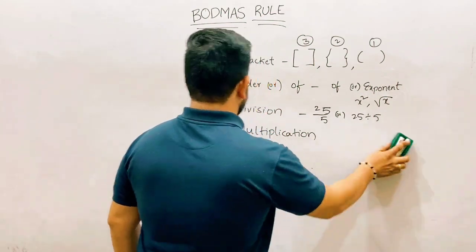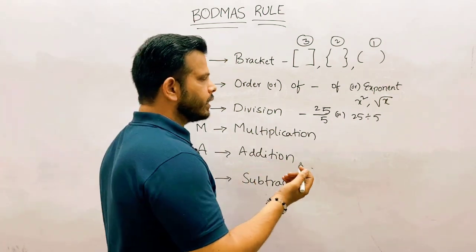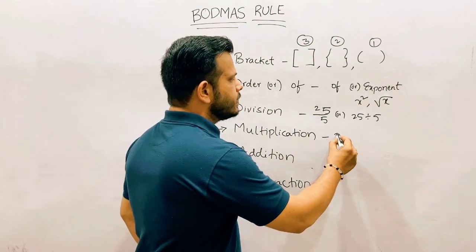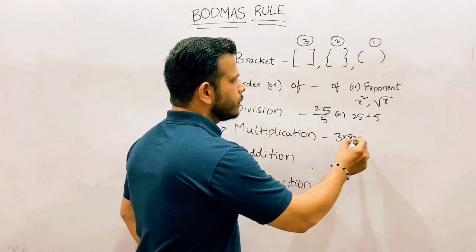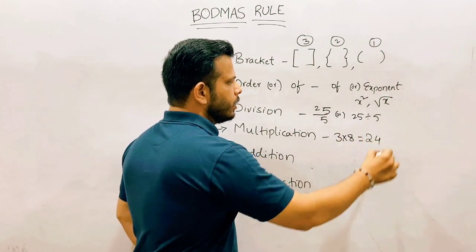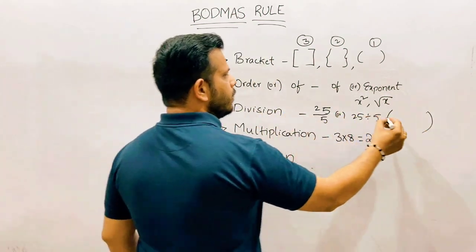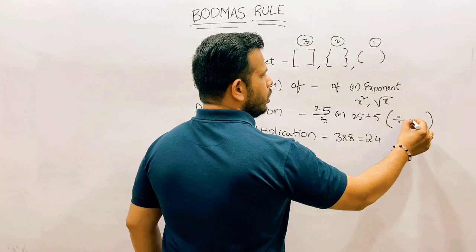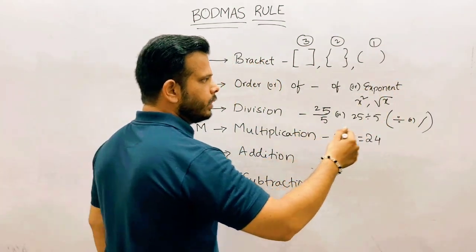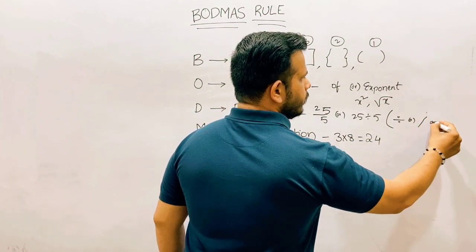Next coming to multiplication. In my previous video I also explained what is multiplication. Multiplication is repeated addition. If I say 3 into 8, you are adding 3 eight times or 8 three times. So it will result in 24. Generally the symbols of division are the division sign, slash, which is oblique, or a dash also.